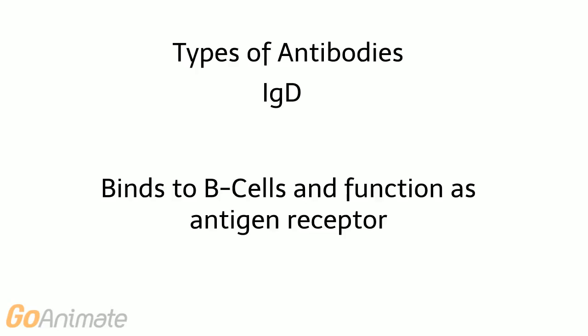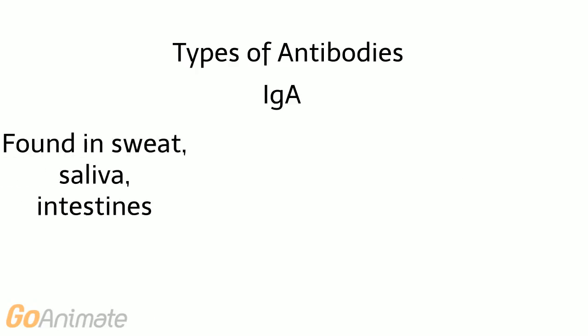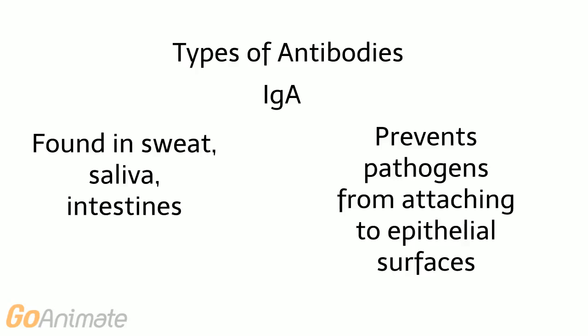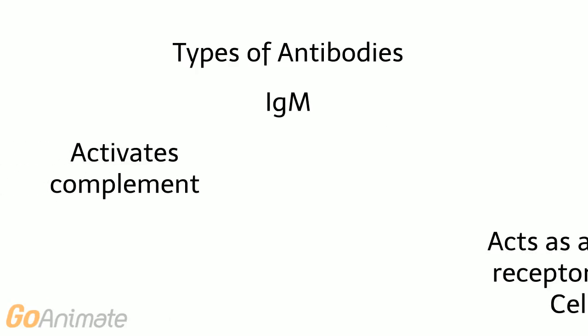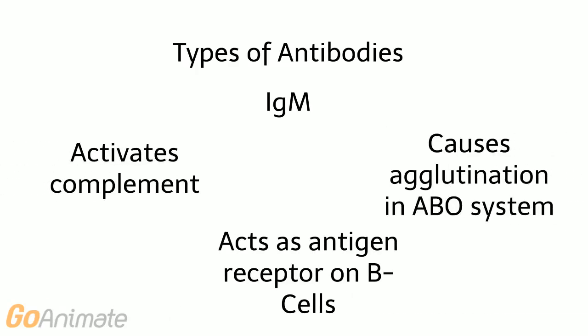IgD antibodies bind to B cells and function as antigen receptors. IgA antibodies are found in sweat, saliva, and intestines. They prevent pathogens from attaching to epithelial surfaces. IgM antibodies can activate the complement system, act as antigen receptors on B cells, and cause agglutination in the ABO blood typing system.